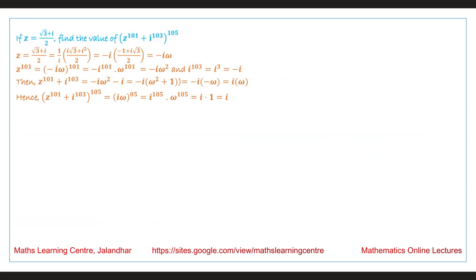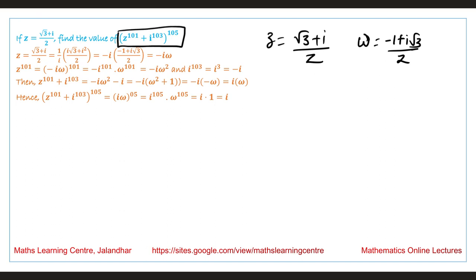Next, if z is equal to (root 3 plus iota) by 2, this is not equal to omega. The value of omega that we have is (minus 1 plus iota root 3) by 2. We have to find the value of (z raised to the power 101 plus iota raised to the power 103) whole raised to the power 105. So we have to convert this number to this form.